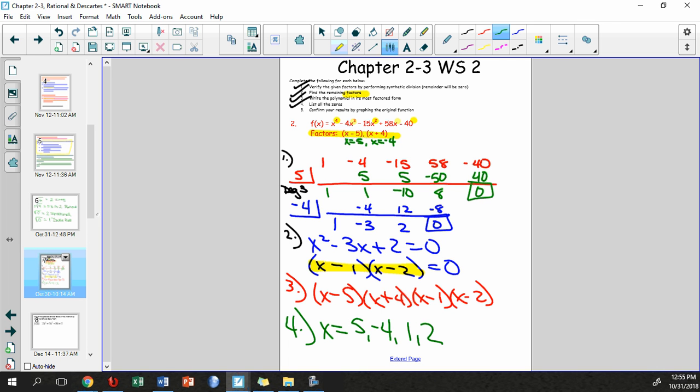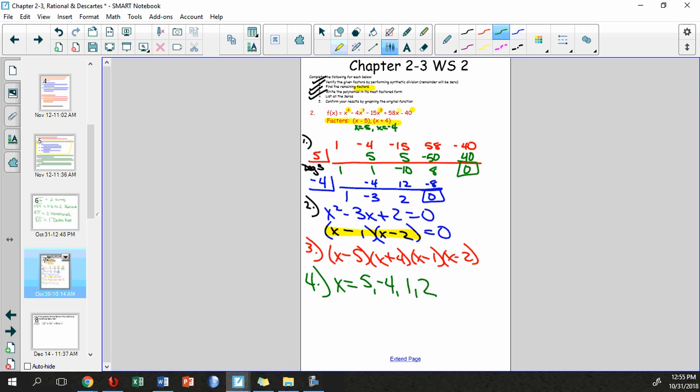And then part 5 says to confirm your results by graphing the original function. So what you would do is graph it and then do menu, analyze graph, and choose 0 and do that how many times? 4 times to confirm that 5, negative 4, 1, and 2 were your zeros. Do we understand that? This is how you're going to do problems 1 through 4 on tonight's homework. Do we understand that? Yes or no? We good?